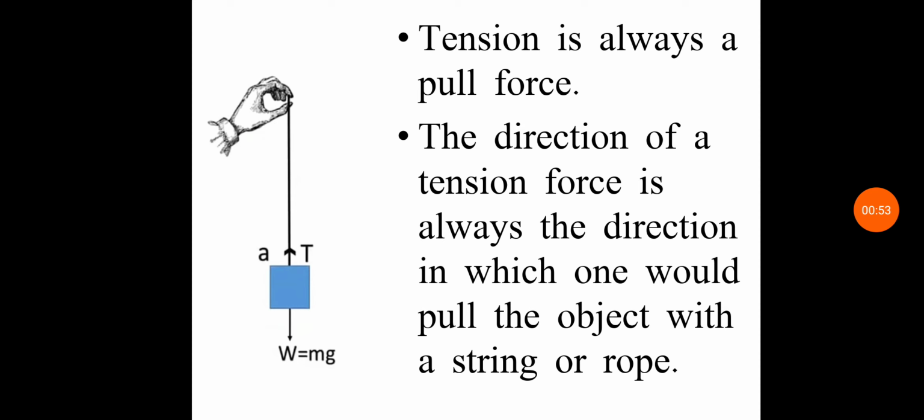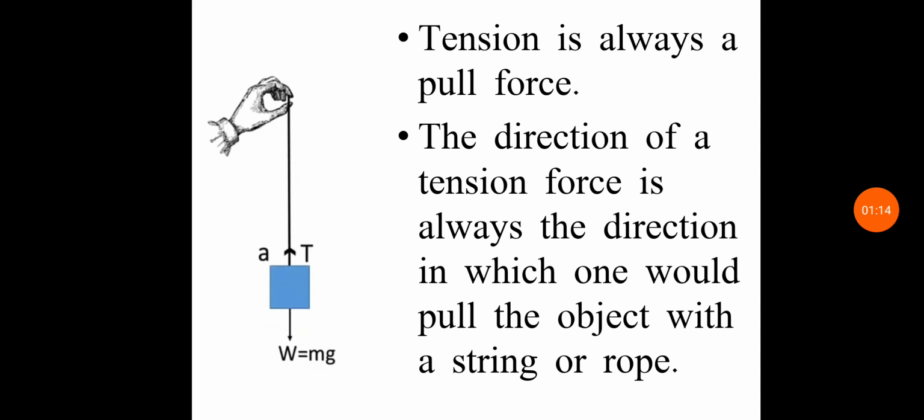Tension is always a pull force. The direction of a tension force is always the direction in which one would pull the object with a string or rope. Suppose a person is holding an object of mass m. You can see in the slides, the body is at rest.